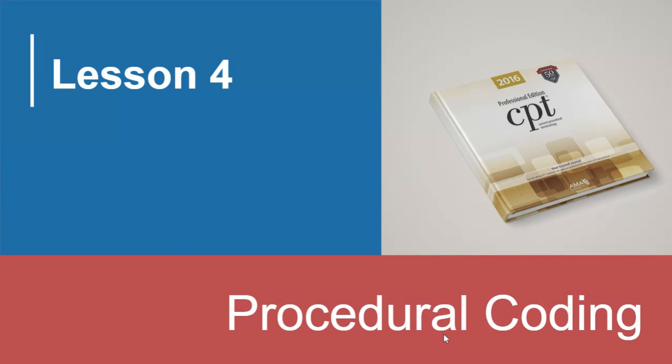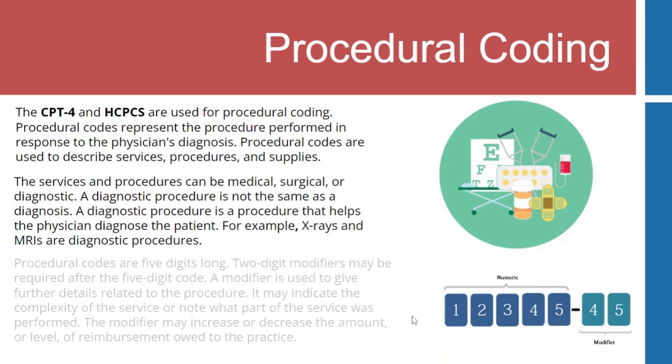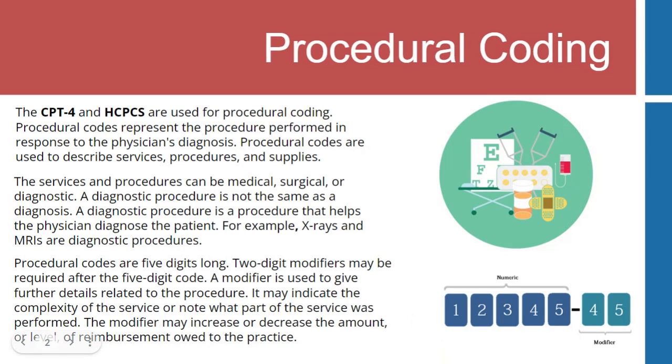So let's talk about procedural coding. There are two manuals that we use for procedural coding. We have the CPT-4 manual, and then we have the HCPCS manual. Now you might be saying, what in the world is a HCPCS code? Well, HCPCS is short for the Healthcare Common Procedural Coding System, but we say HCPCS just because it's easier to remember, right? Those are procedural codes as well.